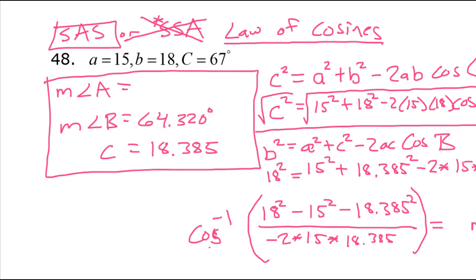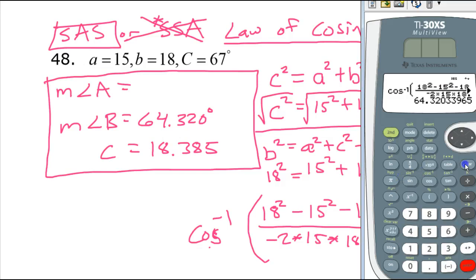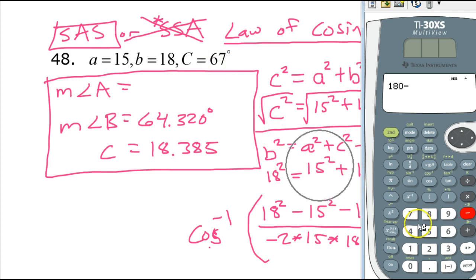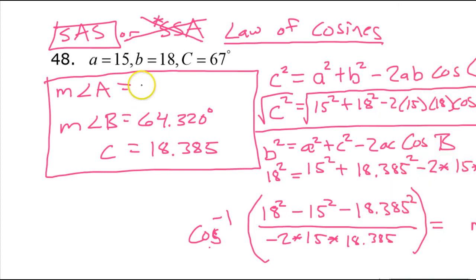And that just leaves the measure of angle A. I do not need to do the law of cosines again. I now have 2 out of 3 angles, so I can subtract from 180. So I can simply do 180 minus 67 minus 64.320. And that is 48.680. And that is it for problem number 48.